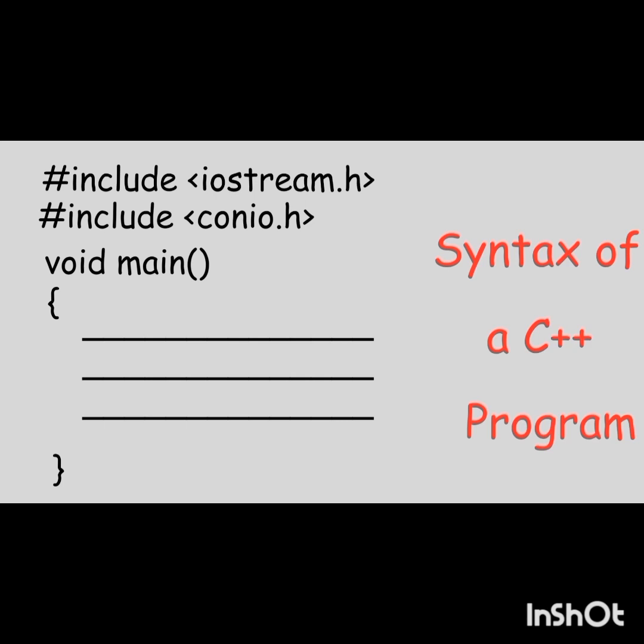So now we come to the syntax of a C++ program. The first two lines include the header files, that is iostream.h and conio.h. These two are the header files which are included by the first two lines, and this is compulsory. These two lines are compulsory because without it the program will not run.